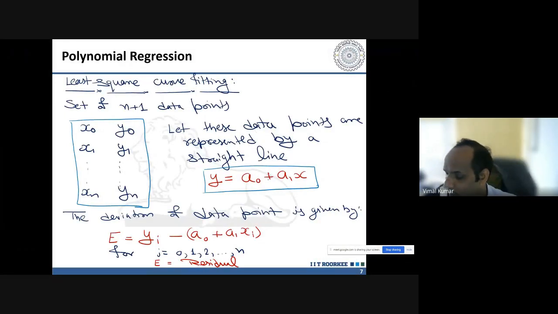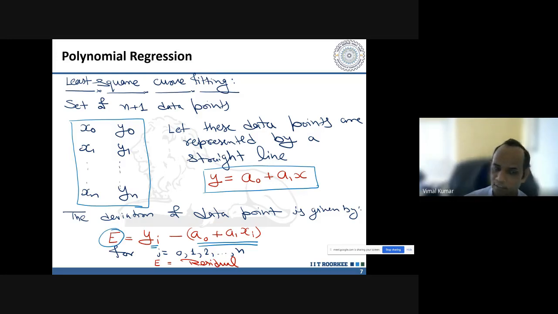We take the deviation between the available data points, that is all the y's, and the calculated data points. So that is yi minus (a0 plus a1 xi), where i varies from 0 to n. This difference, or the deviation between these data points, yi minus (a0 plus a1 xi), is nothing but what we refer to as the residual. This is the error, or the residual. Now, can we get the correct model from this equation or not?